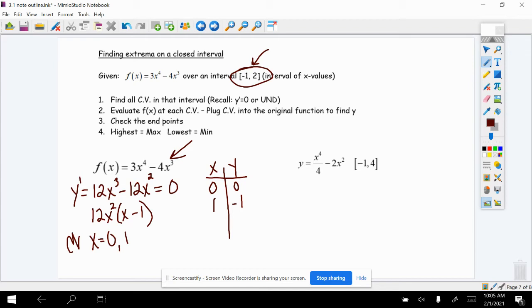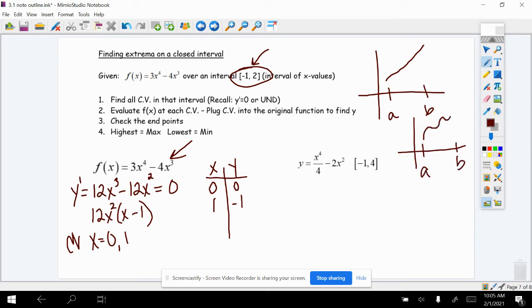Well, then when you're on a closed interval, the highest point and the lowest point may not happen at the critical value. It may happen at the endpoints. And I'll show you what I mean by that. So let's say we're starting at A and ending at B. That highest value could be at the very beginning. That lowest value could be at the very end, or vice versa. Even when you have critical values, so let's say we go from A to B, you could have critical values in the middle, but it still may not end up being the highest point or the lowest point. And that's what we're looking for. We're looking for an extrema on this interval. So we also have to put the endpoints into our table.